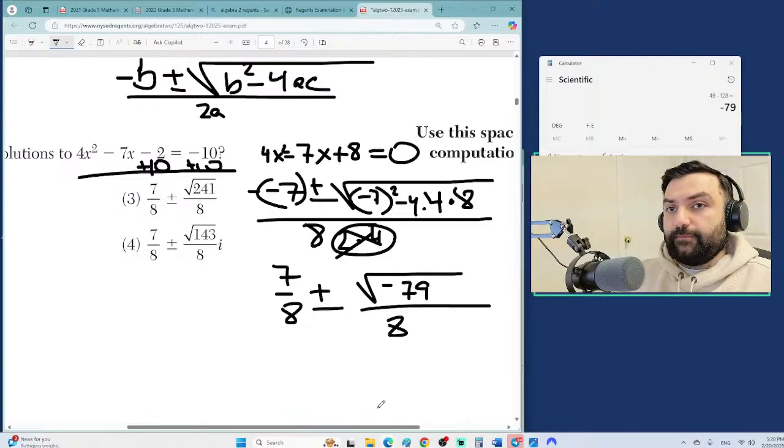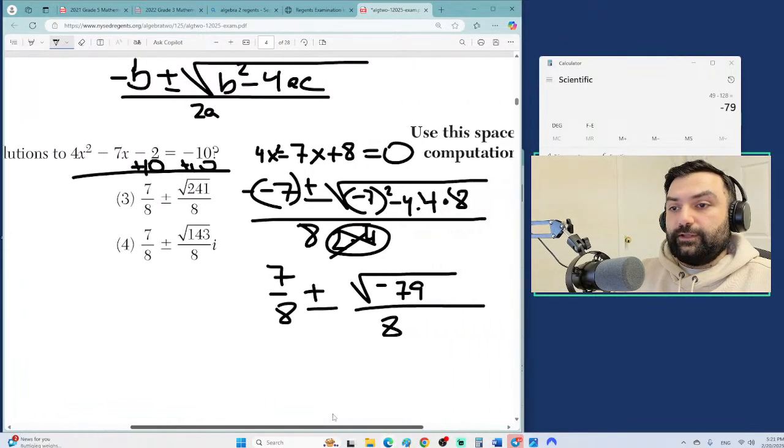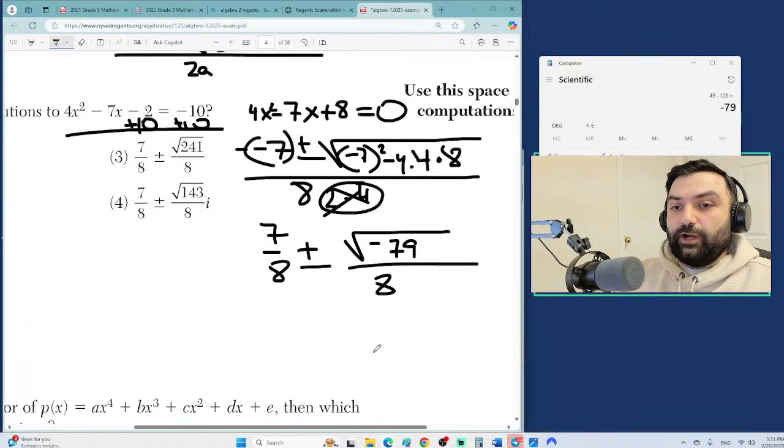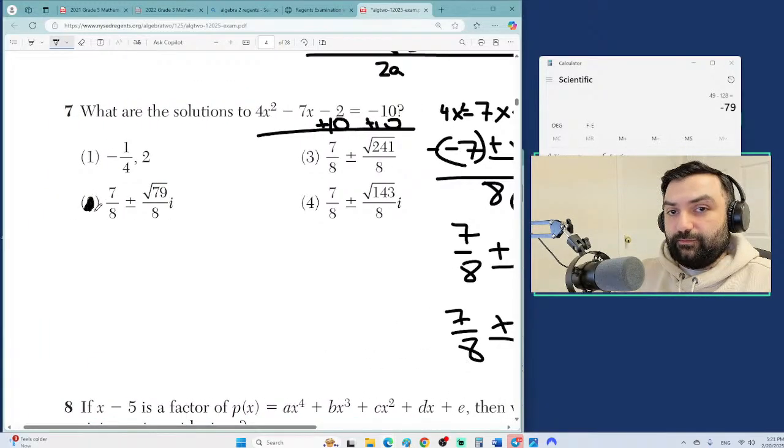All right. Now, the question is, do we have that answer right away almost? Yes, we do. The only thing is that it has I. Why does it have I? Because it's a negative square root. A negative radical becomes a positive radical if the I comes out. So 7 over 8 plus minus I square root of 79 over 8. And basically it's almost written like the quadratic formula.